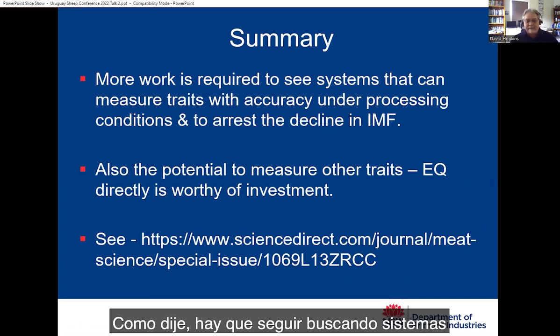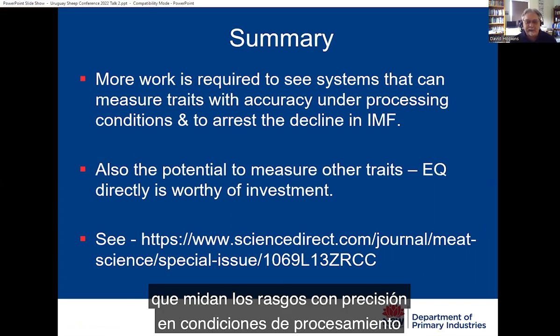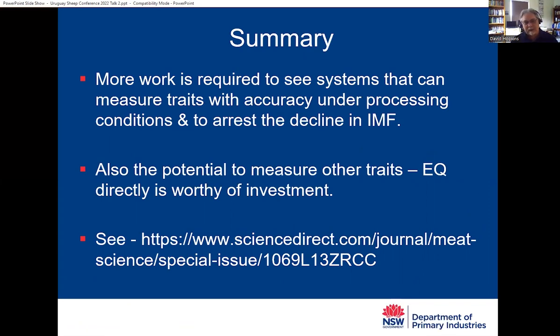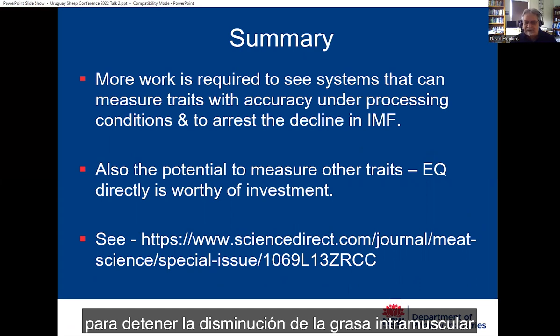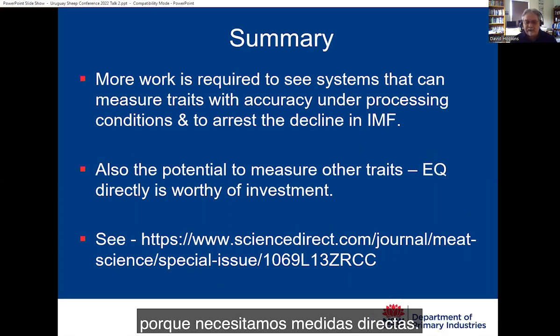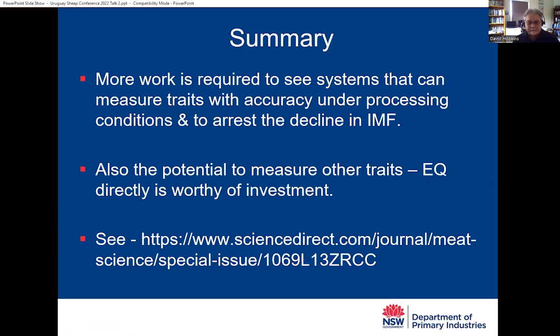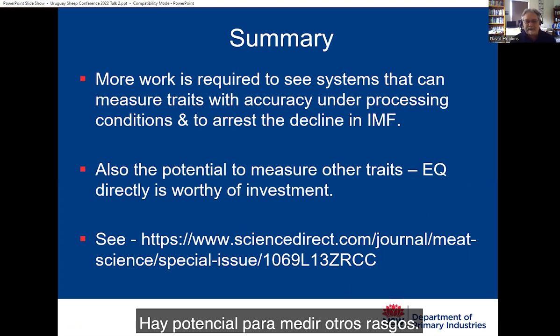So as I'd see it, more work is required to see these systems that can measure traits with accuracy under processing conditions. And we need that to arrest the decline in IMF, because we need direct measures. There is potential to measure other traits.